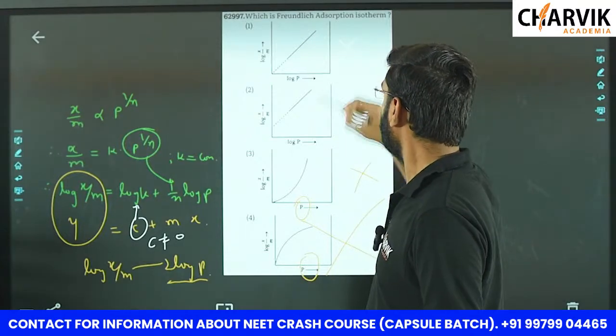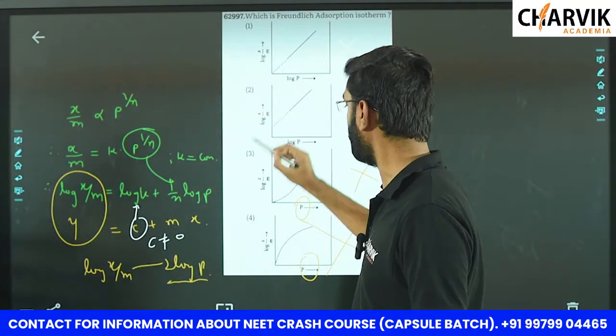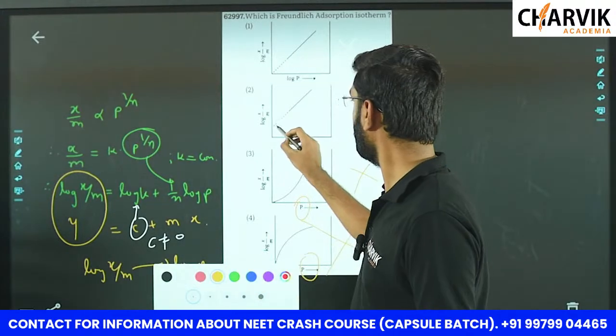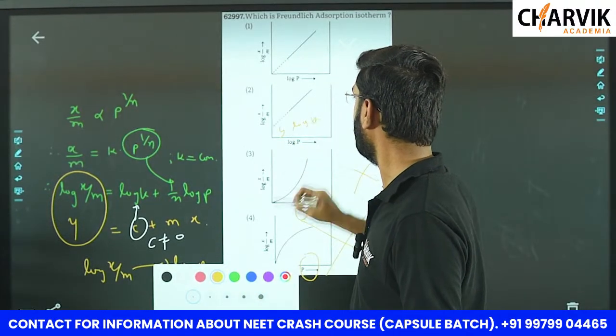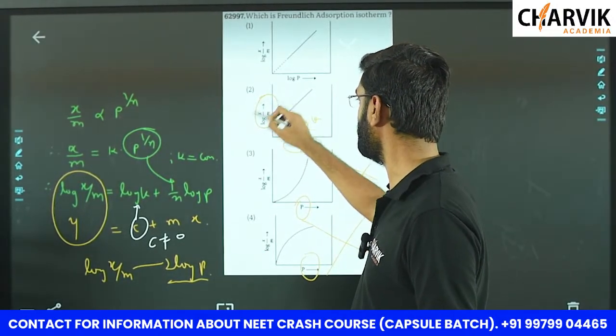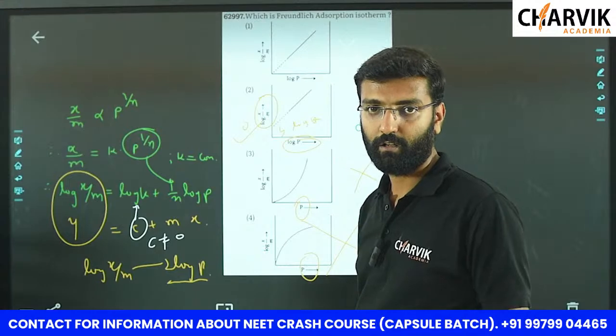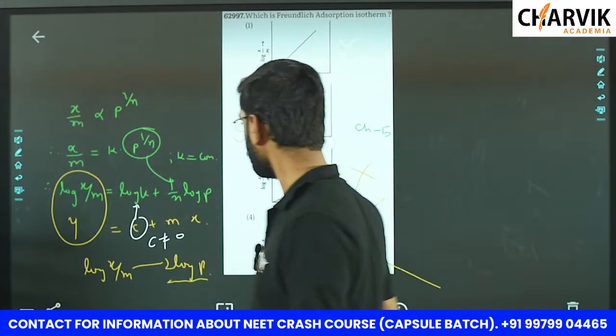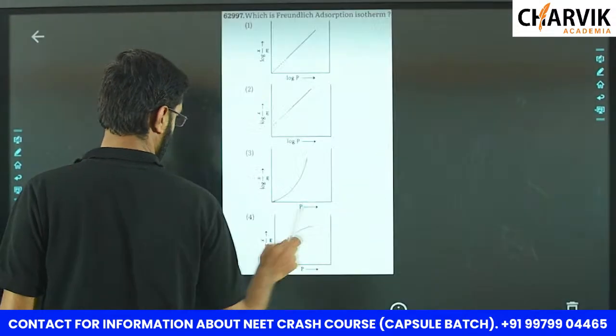So the first graph is wrong, then our final answer is this is your log k, right? And log x by m versus log p, this is your correct answer. Second. Done? Move to next question.